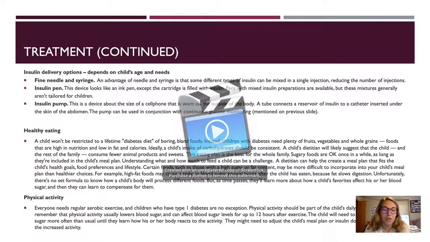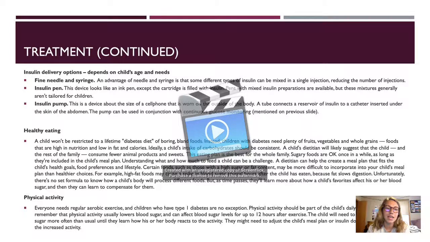For example, high-fat foods may cause a spike in blood sugar several hours after the child has eaten because fat slows digestion. Unfortunately, there is no set formula to know how a child's body will process the different foods. But as time passes, they'll learn more about how a child's favorites affect his or her blood sugar, and then the diabetes support team can learn to compensate for them by adjusting the meal plan so that the child is still able to eat all of their favorite foods.